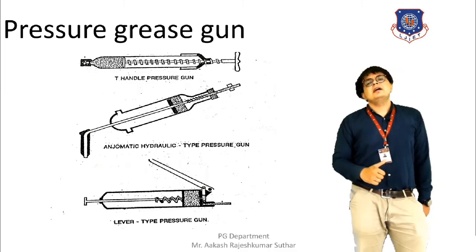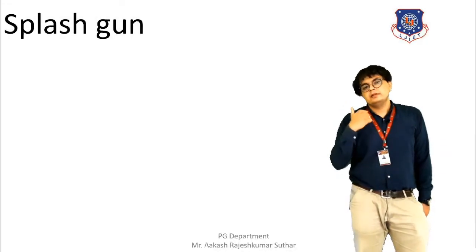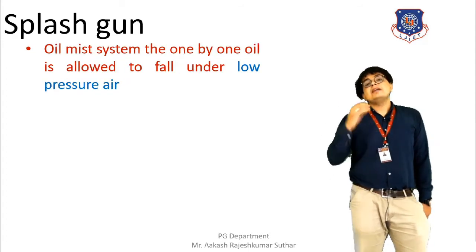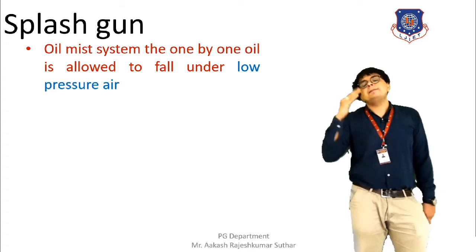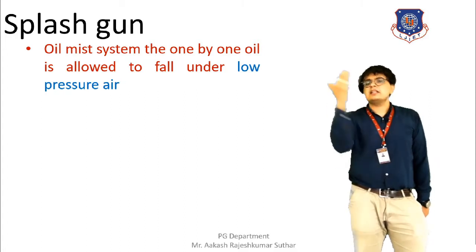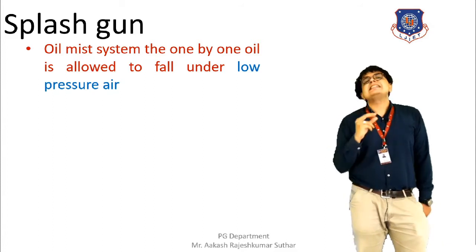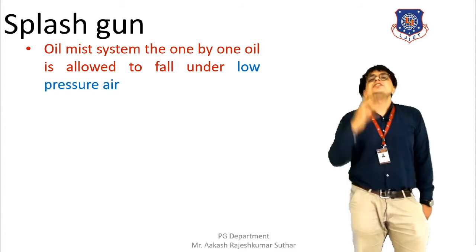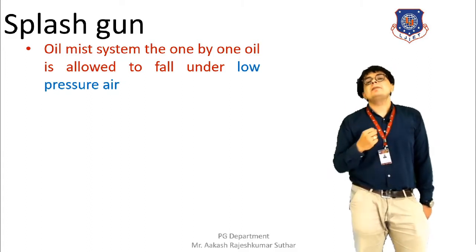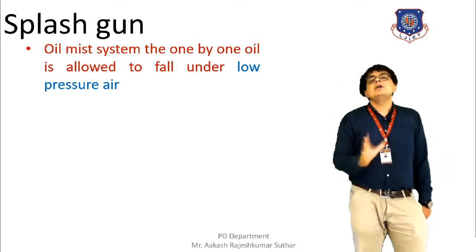Moving towards the next process, that is the splash gun. The splash method is generally used where we need to apply the oil to the surrounding layer. You can say the surrounding wall of the machine. So here the oil mists are formed with the help of steam. The steam is used, and as a result the oil droplets will be formed and will stick to the surface. So this is the general idea of the splash gun.